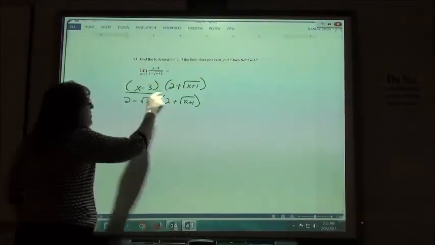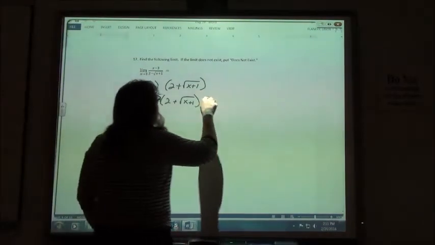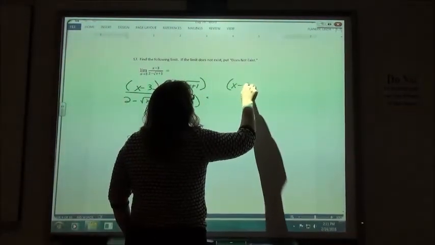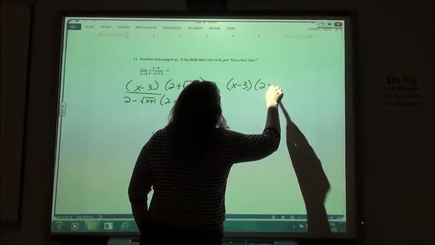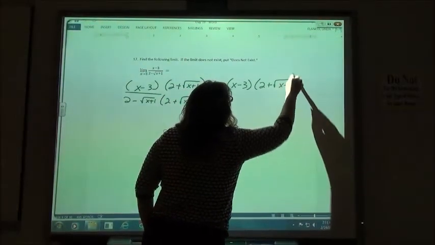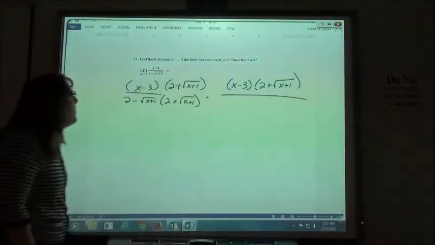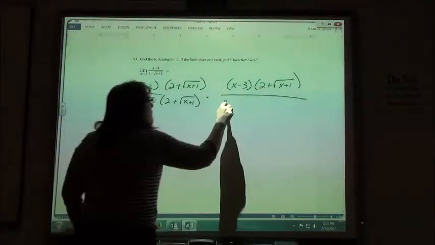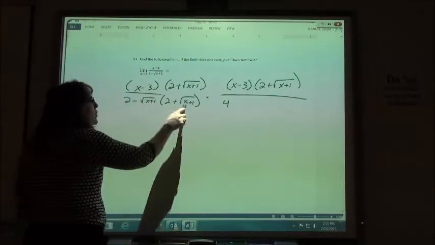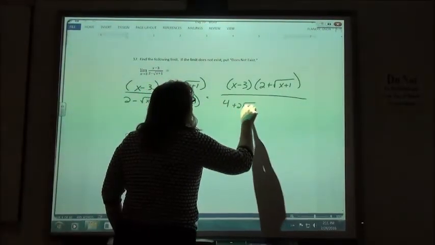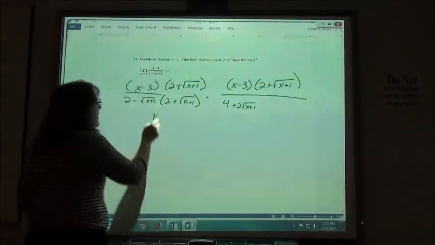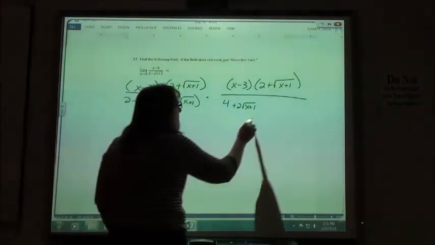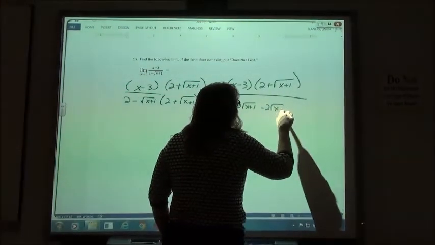And again, on the top part, I'm just going to leave that alone. So I'm going to have the x minus 3, and then I'm going to have 2 plus the square root of x plus 1. And I'm just going to FOIL out the bottom where I'm multiplying by my conjugate. 2 times 2 is 4. I'm going to get 2 plus 2 times the square root of x plus 1. Then I'm going to get minus 2 times the square root of x plus 1.